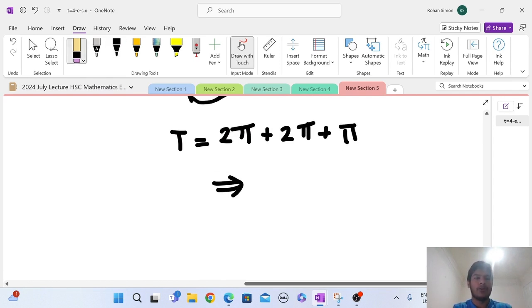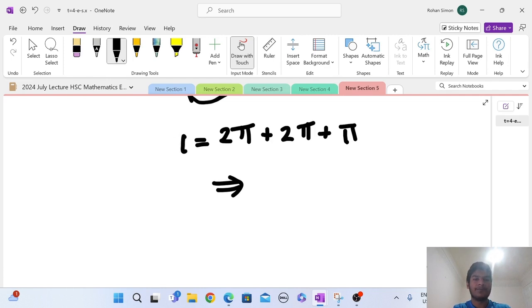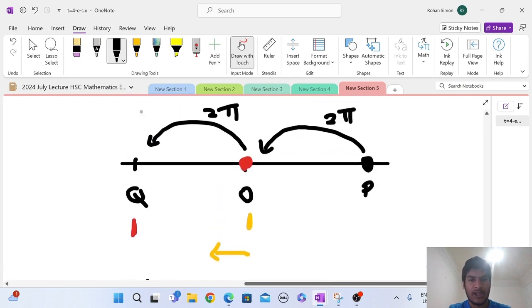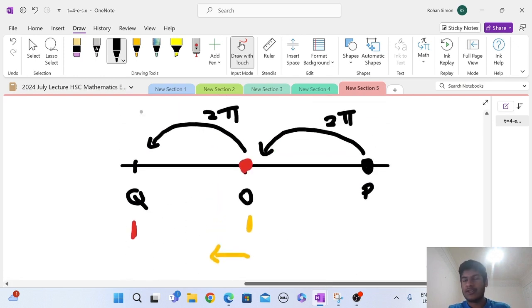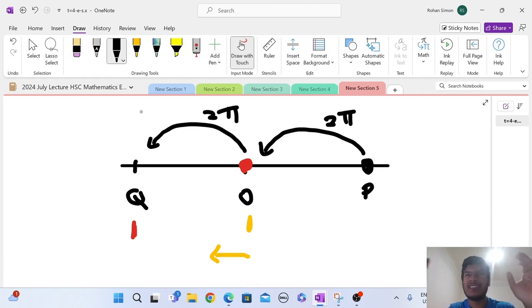Maybe I won't use capital T, I'll use little t. The point in time at which they collide is 5 pi seconds. Again, that might be a bit tricky to see in an exam situation or to reason out. Try and explain it to yourself as well, because the logic behind some of these questions is a bit tricky, but try and look through or imagine the situation.